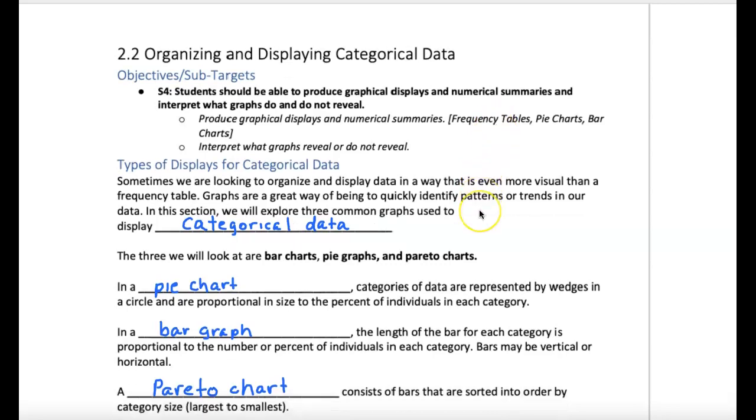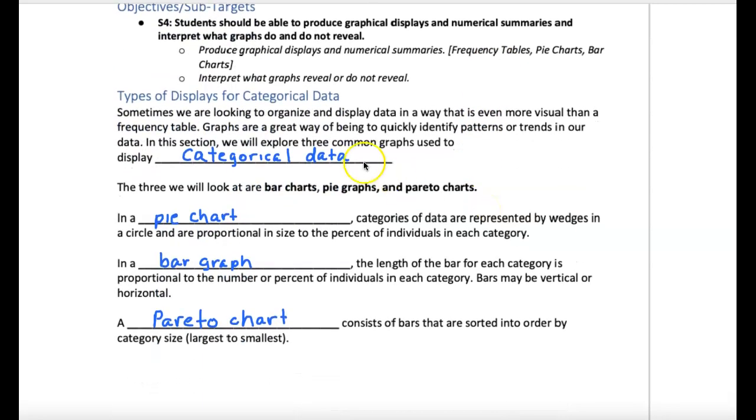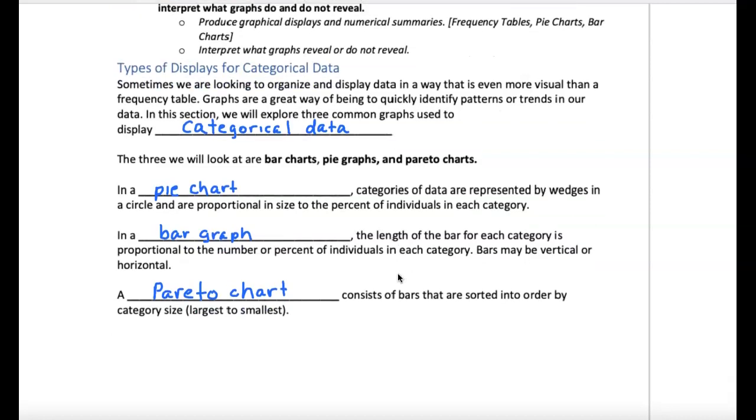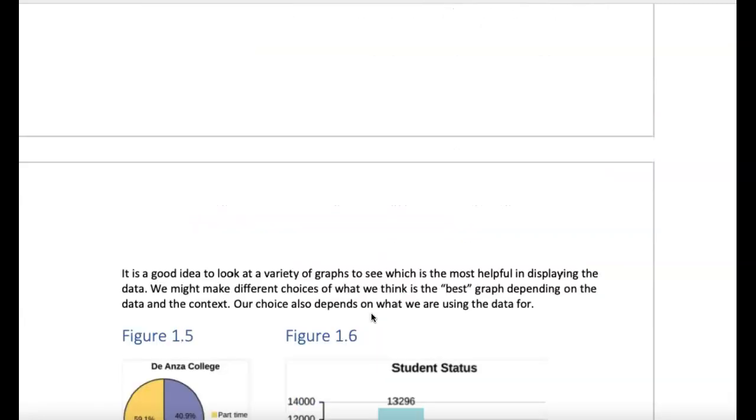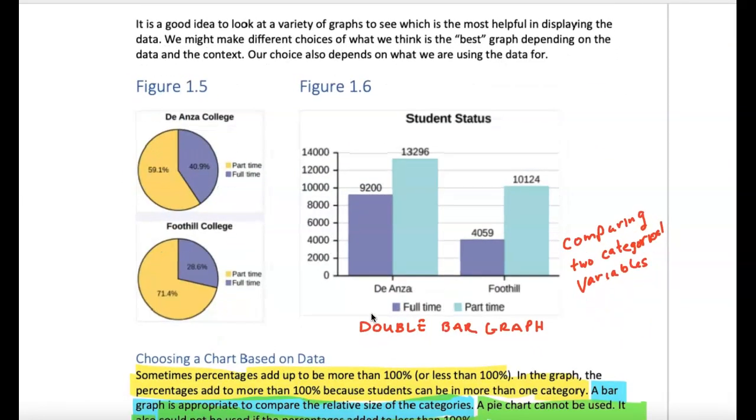What we're going to look at here is start with categorical data. That's a pie chart, bar graph, Pareto chart. There are other ones, but these are the key ones, most basic ones that you may have seen before. Pareto chart may be something new to you, but this is for categorical data. And you will see just some examples.